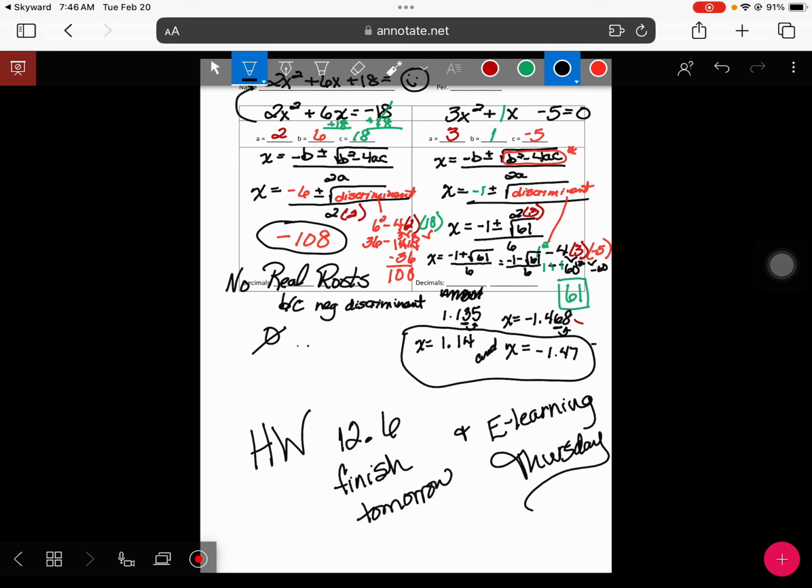Hey, we are not packing up. Do you have 12.6 done? You have to go get it? Where is it? You don't have it? Okay, should be at the back.